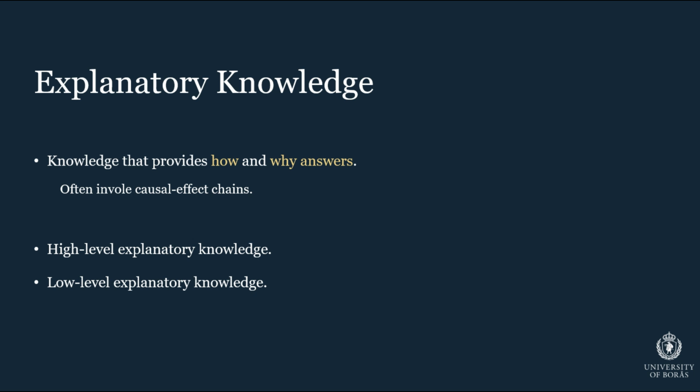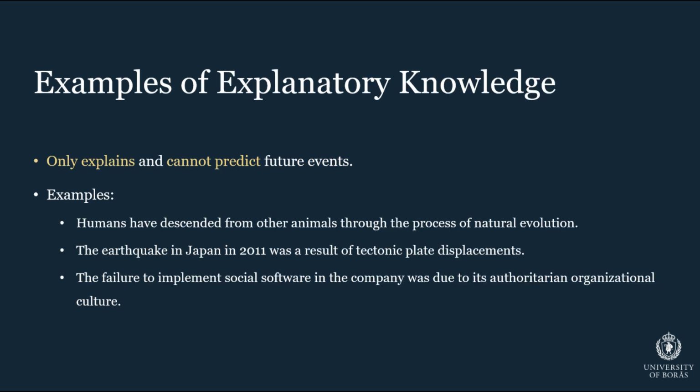On the other hand, explanatory knowledge, at a lower level, offers explanations for specific situations, detailing why and how particular events occur. For instance, the implementation of a reward system within an organization can significantly contribute to employees' acceptance of a new enterprise resource planning system. Explanatory knowledge provides explanations for events after they have occurred and cannot be used to predict future events.